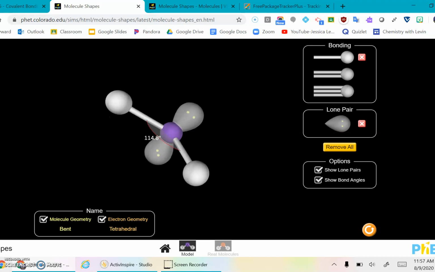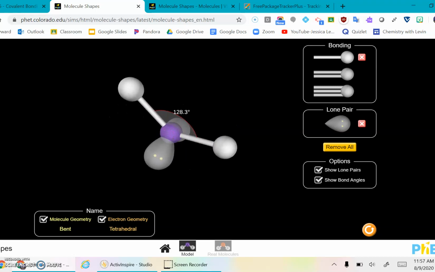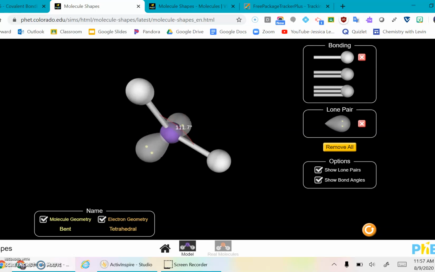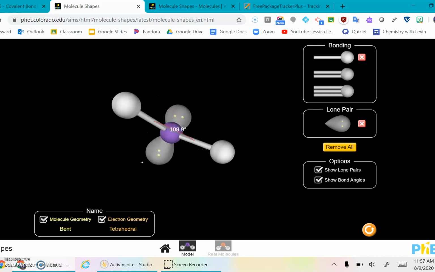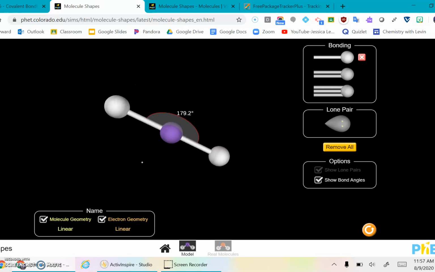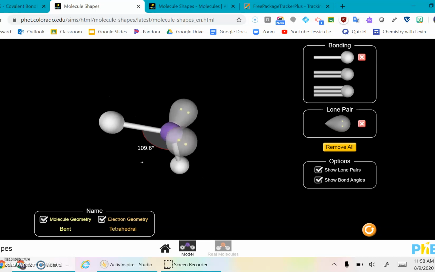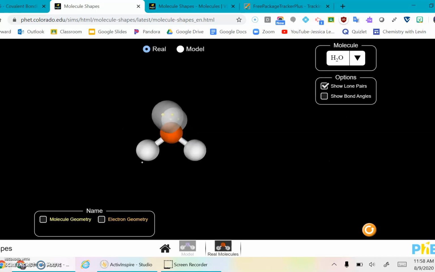So when I was telling you that Google Earth street image and stuff like that, here is your water molecule. It looks linear, but it's not. If we get rid of these lone pairs, you'll see the bond angle changes to 180. But when you add them, it changes it to that 109.5. Now we can go to the real molecules and quickly see some of those as well.